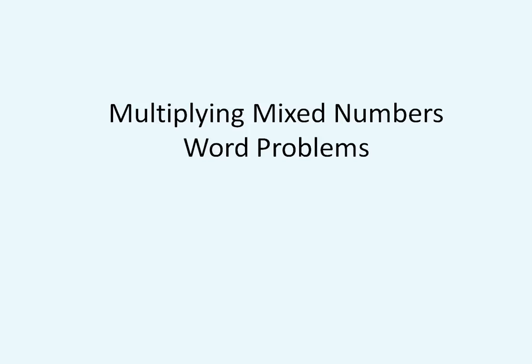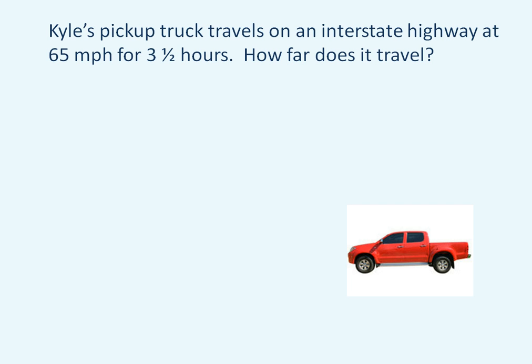We're multiplying mixed numbers using word problems. Our first word problem is: Kyle's pickup truck travels on an interstate highway at 65 miles per hour for 3.5 hours. How far does he travel? Okay, what type of word problem do you think we have here?